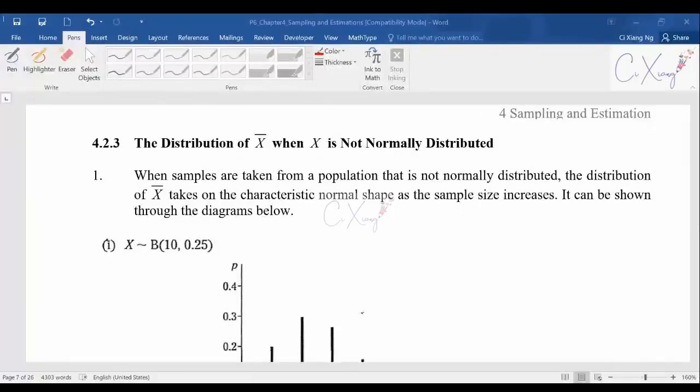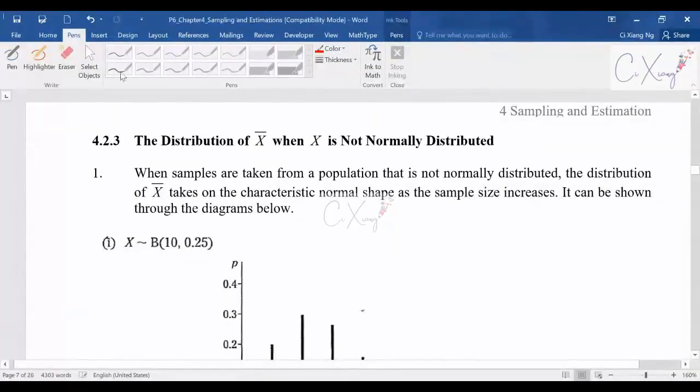Okay, so in the previous video, we discussed the sampling distribution of the sample mean when the population is normally distributed. Okay, so for today, we are going to continue to discuss what happens to the distribution of a sample mean when the population is not normally distributed. Again, just to recall, the X here we call the population, and the mean there we call the sample mean.